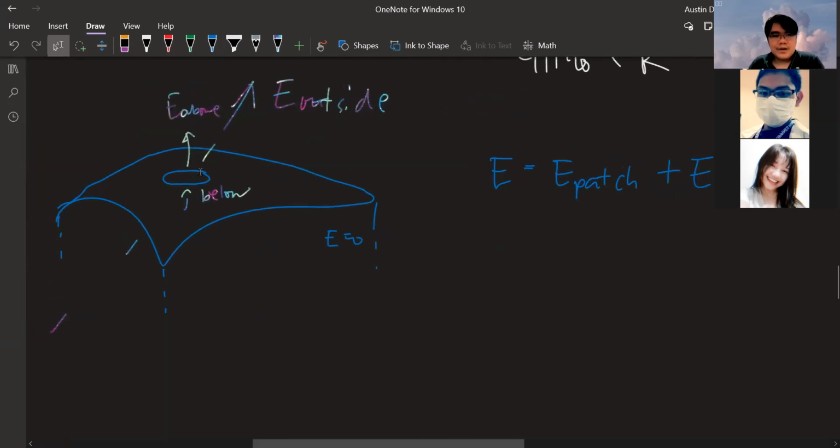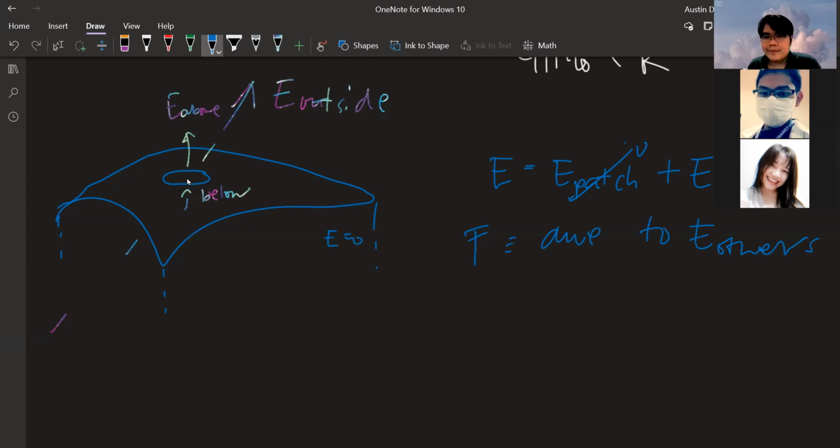Now, yung force na mararamdaman nito, of course, will exclude the patch. Okay? Bakit? Isipin nyo na lang binubuhat yung sarili niyo. Hindi pwede yun, di ba? So, hindi niya pwedeng i-exert yung force sa sarili niya. So, we have to disregard this guy. Okay? So, yung force will just be due to others. Tama? Okay.